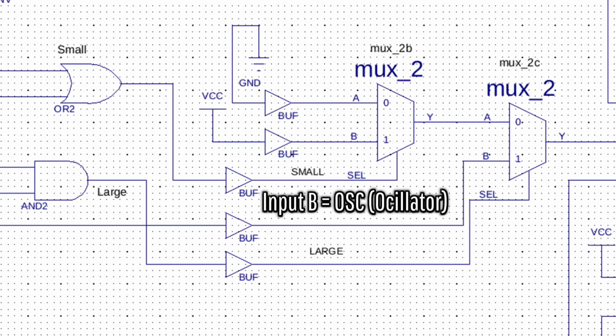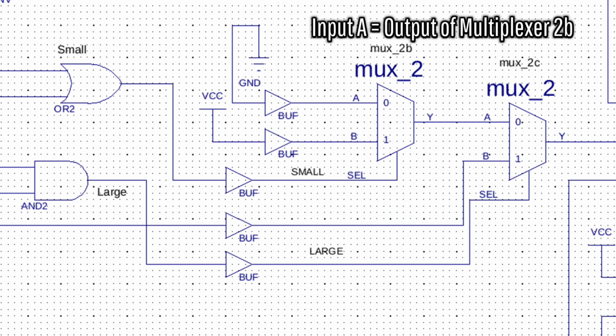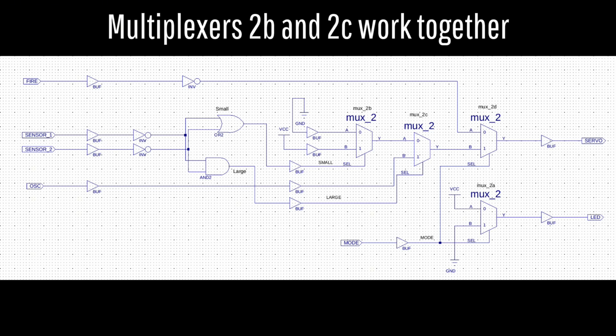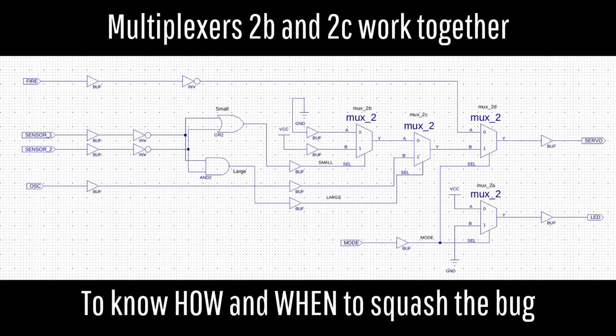In total, the multiplexer will know to swat the bug repeatedly if both sensors are active, thanks to the AND gate being used as the cell input, and it will know to otherwise swat the bug or not swat the bug, depending on if one or none of the sensors are active. Now, the combination of multiplexers 2B and 2C are working together to know how and when to swat the bug.